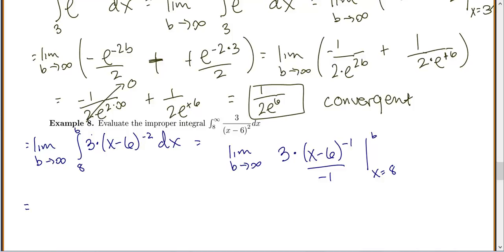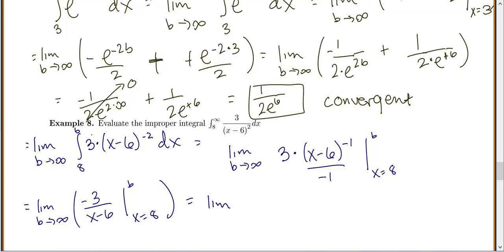So I'm going to rewrite this quickly just to make it easier. This 3 times the negative 1, so this is going to be negative 3, and x minus 6 to the negative 1 over x minus 6. So let's write it like that. And we need to evaluate it from x equals 8 to b.